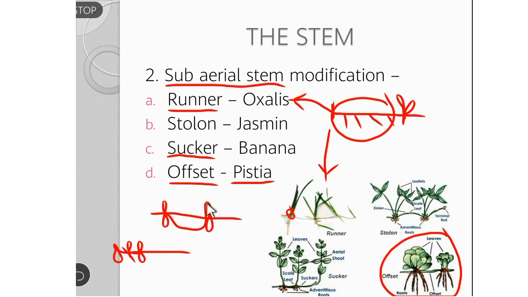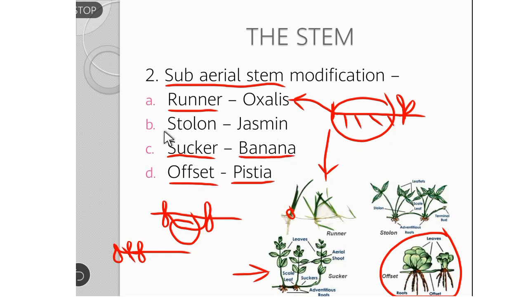So from above the soil, we don't feel any connection between these two plants because the connection is beneath the ground. So this portion here is a sucker. So this picture here shows an example of a sucker. The main example is banana.